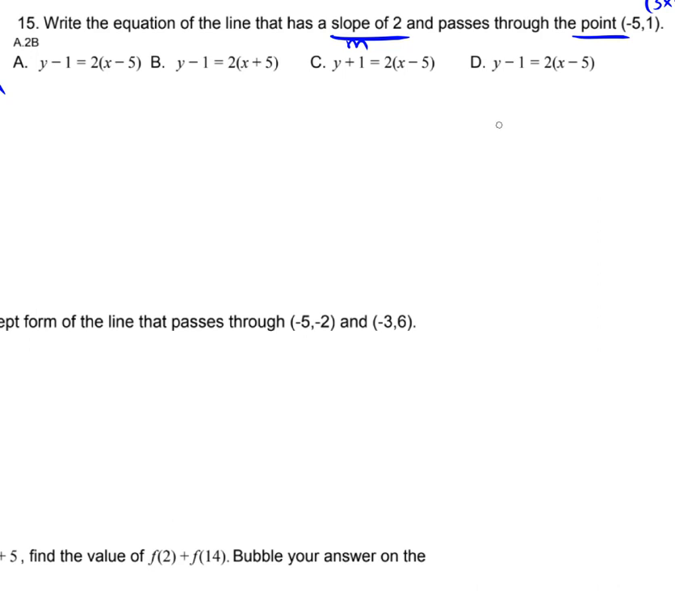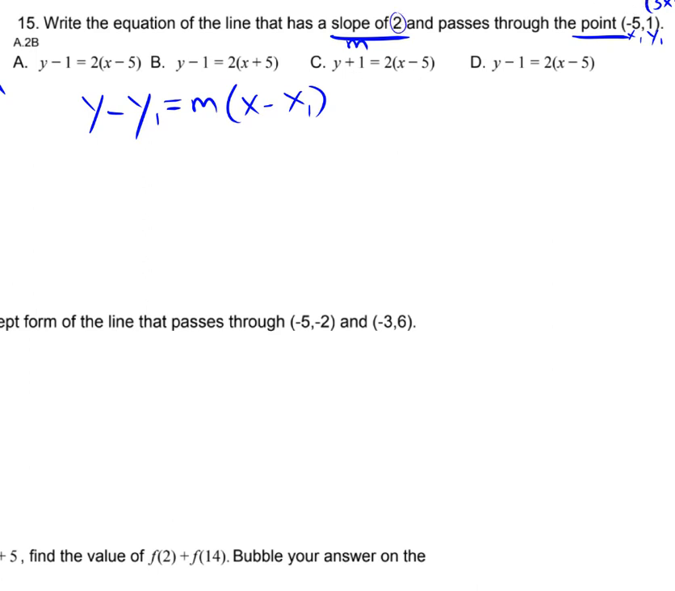Well, if only there was a form of a line where you use a point and slope. And I hope you realize that there is. It's called point slope form. We've been using it a lot recently. And it's basically y minus y1 is equal to m times x minus x1. All right? So I want to label a couple things here. This is going to be my x1. This is going to be my y1. And this is going to be my slope of 2.